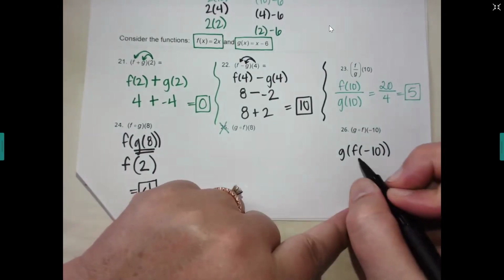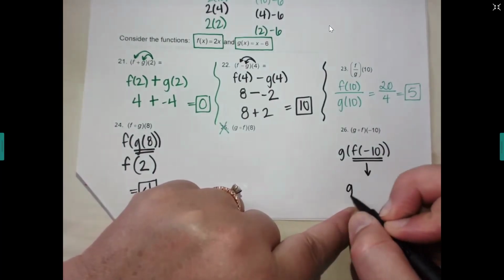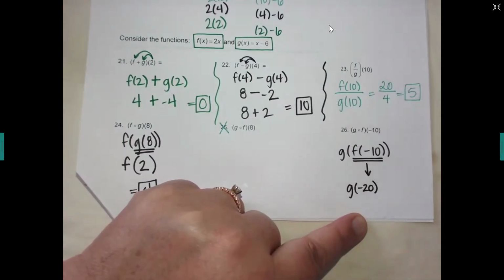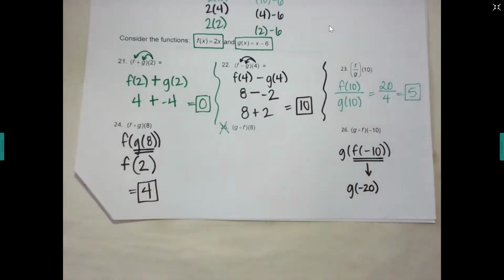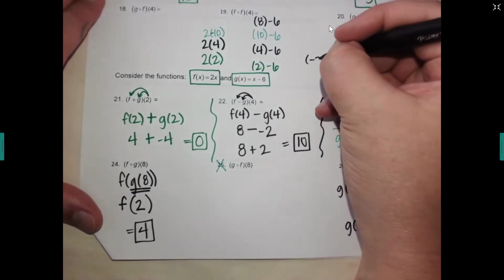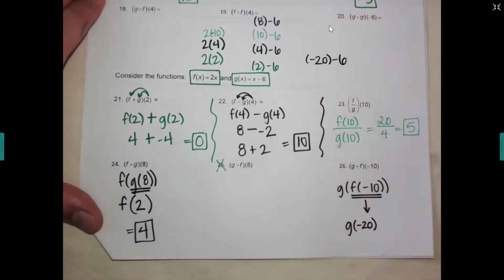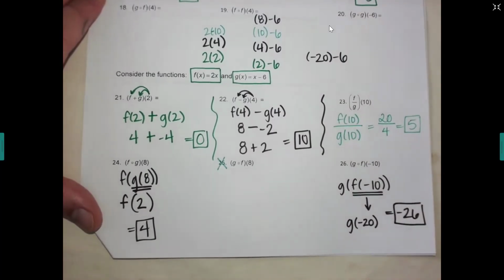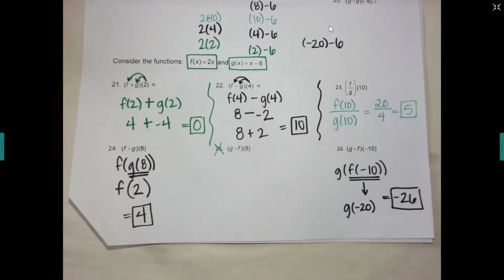Very good. Which means that I'll take negative 20, I'll plug it into the G equation, which is just to minus 6 from it. So negative 20 minus 6 more, that would be negative 26. Okay? Because remember, if you borrow $20 from me and then you borrow 6 more, now you owe me 26.